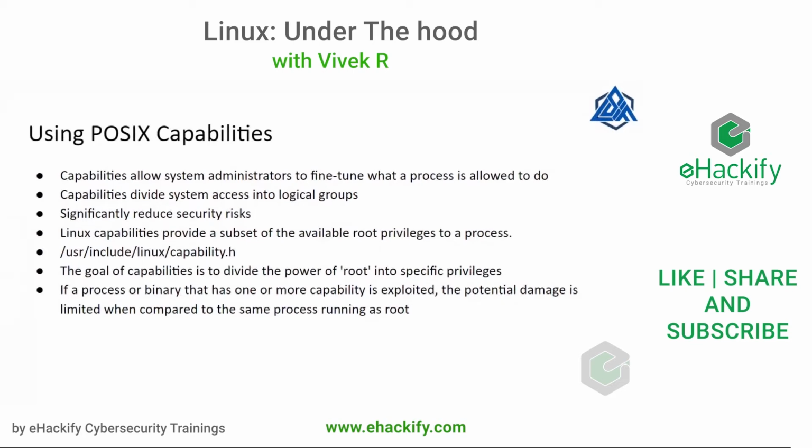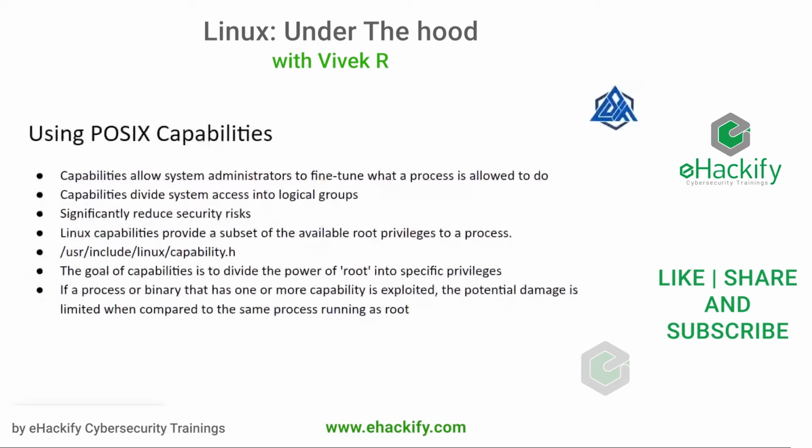As I said, there are 37 to 38 capabilities defined in Linux, and we can find the list of capabilities from the man capability page of Linux, and it is included in the usr/include/linux/capability.h file. The goal of this whole capability system is to divide the power of root into specific privileges. So if a process or binary with one or more capabilities is exploited, the potential damage caused will be limited when compared to the same process running as root.